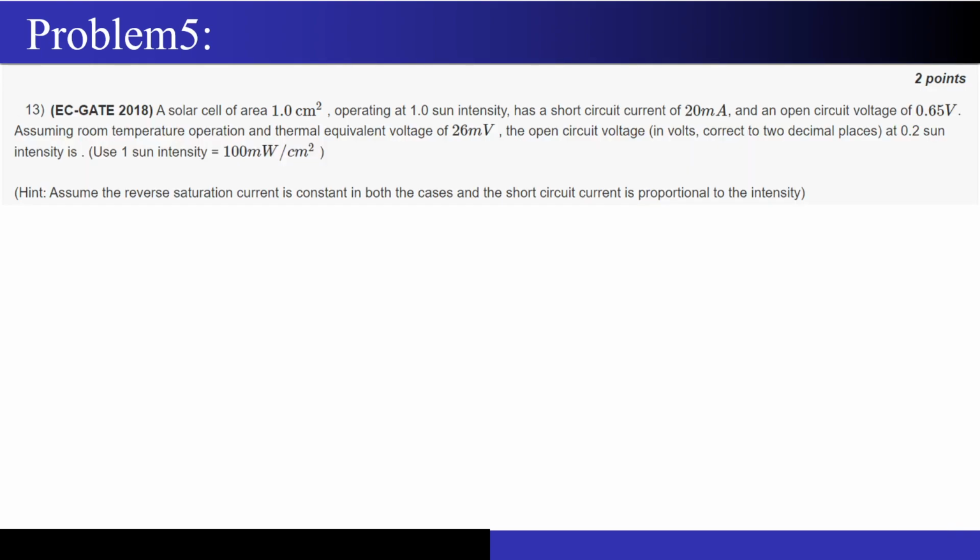Now let's move on to the next question. Again, the question came in the GATE exam 2018. Now let's look at what this question is telling us. A solar cell of area 1 centimeter square operating at 1 sun intensity. What is this number, 1 sun intensity? It has been given over here, 100 milliwatts per centimeter square, right?